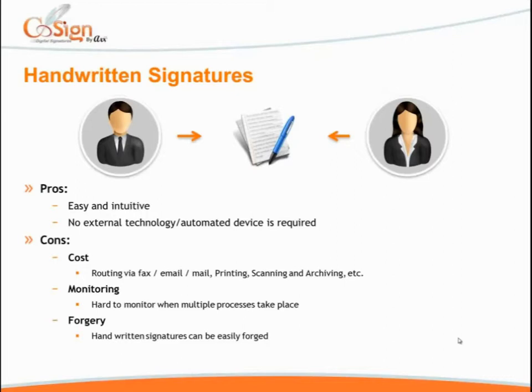There is also the monitoring problem. So you have several processes running together for signing. It's very difficult to know at what point the current process is right now. And also it's very easy to forge signatures on a paper. You can add stuff after you actually sign the document and nobody will know that something was added, and you can easily forge the signature itself.